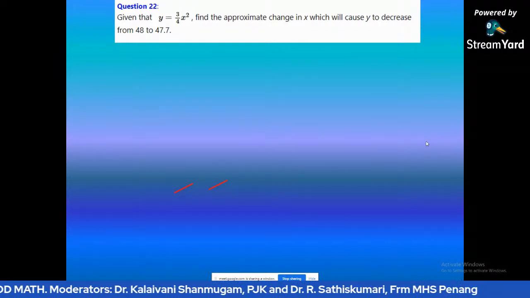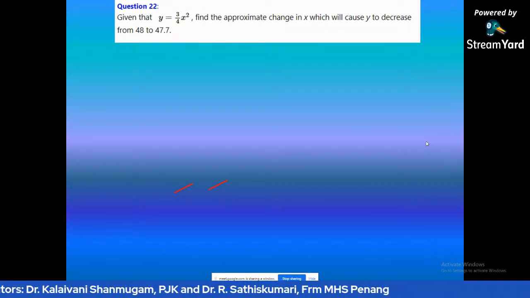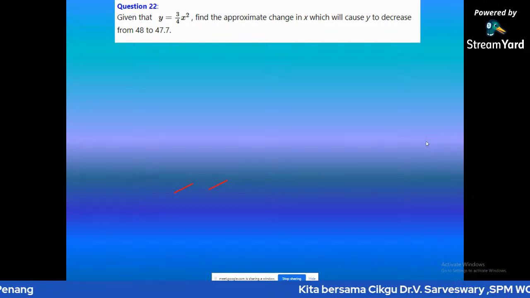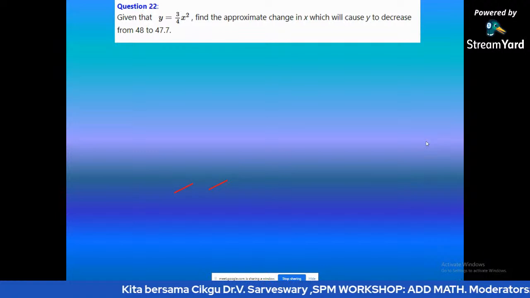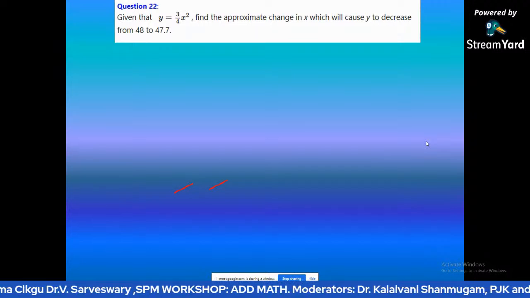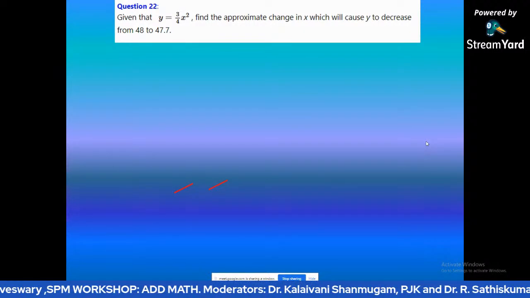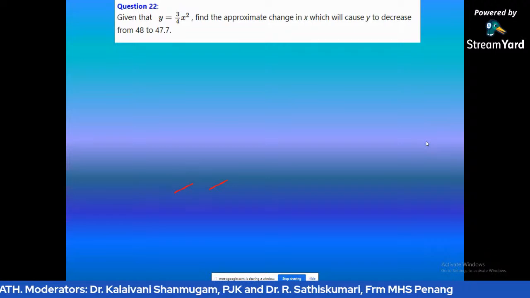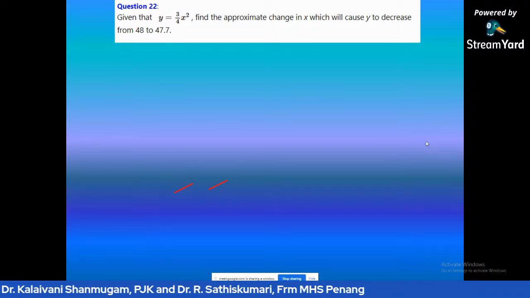Okay, either small changes or rate of change will come out in your paper 1. If it did not come out in your paper 1, surely they'll ask any of the parts in your paper 2 long question, bahagian C. Or they can also straight away start as bahagian A as a question. So now let's have a look. It is very easy to answer this question, but students will always try to omit it because they think it is difficult. What you need to do is highlight first what they want and what is given.